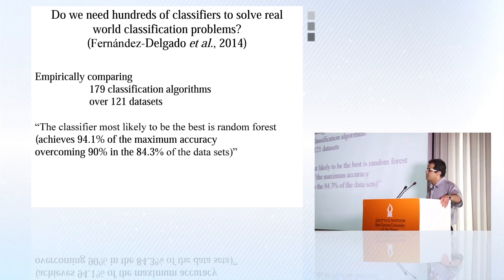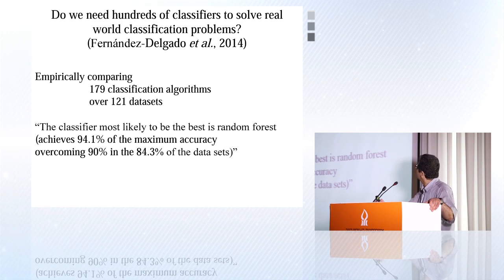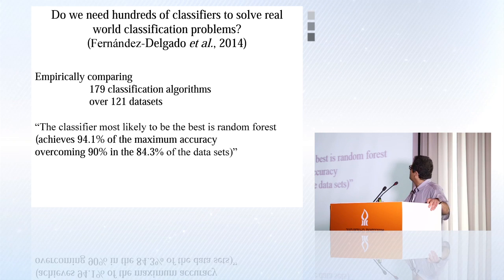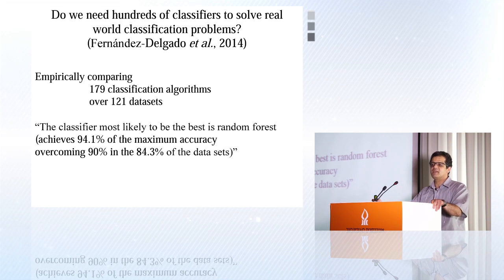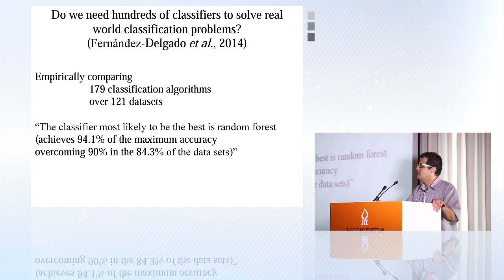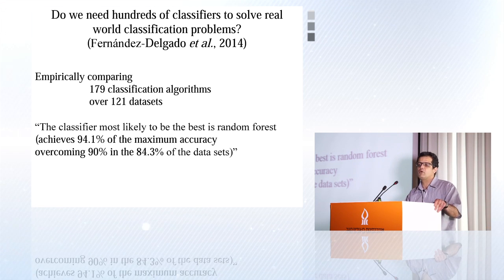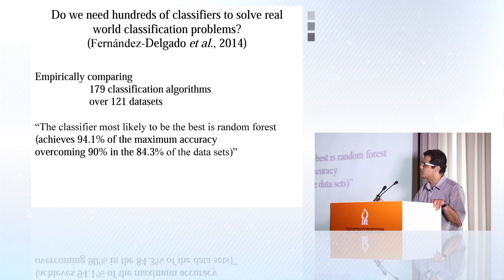It's a paper that was published in JMLR, the Journal of Machine Learning Research, one of the most important ones in our field, about a year ago, where a team of researchers empirically compared, as you can see here, 179 different classification algorithms over 121 data sets. And they concluded that random forest, which is one of the most famous or popular decision forest algorithms, reached the top one among all the algorithms that were compared in that experiment.